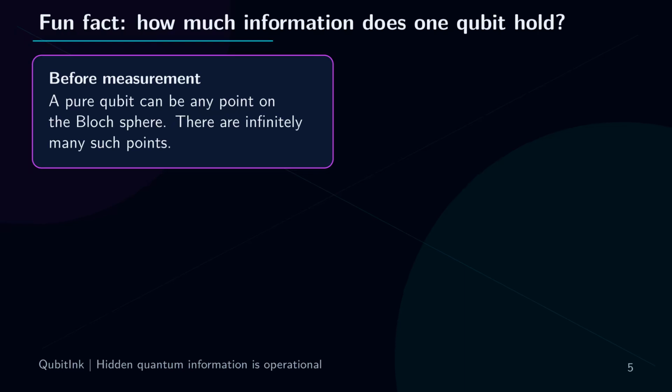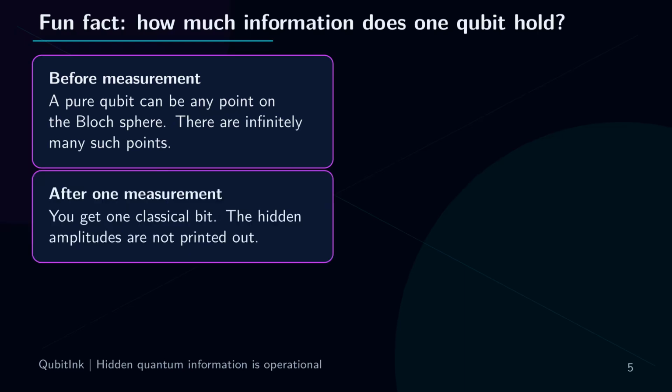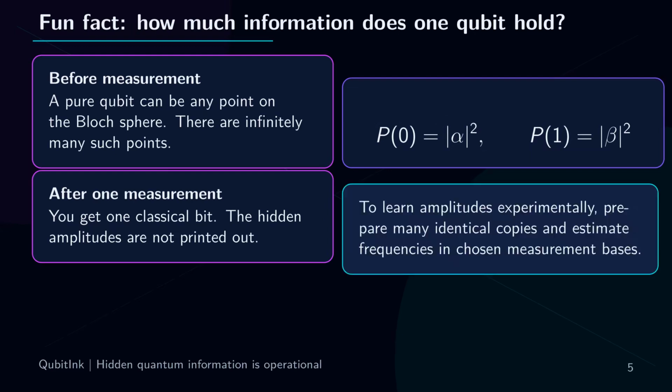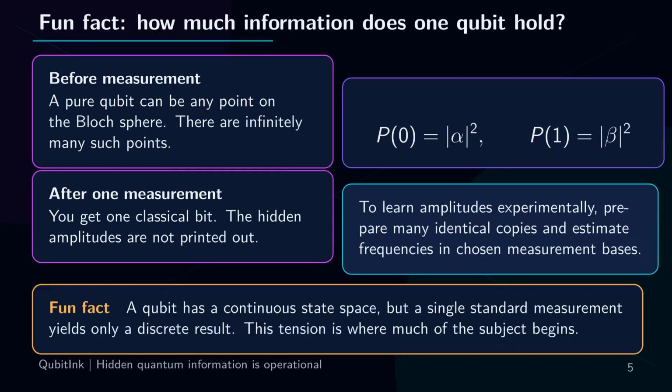A pure qubit can be any point on the Bloch sphere. That sounds like infinitely much information. But a single measurement does not print out the amplitudes. It gives only one classical result, 0 or 1. The probabilities are alpha squared in magnitude for 0 and beta squared in magnitude for 1. To estimate the amplitudes experimentally, we must prepare many identical copies and measure them in suitable bases. This tension is one of the first beautiful lessons in the subject. A qubit has a continuous state space, but a single observation gives a discrete answer.